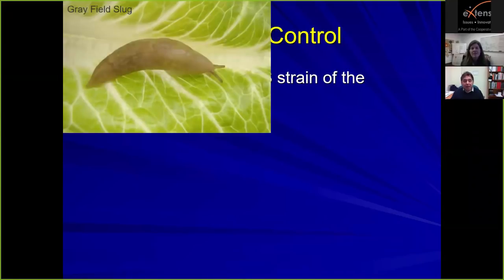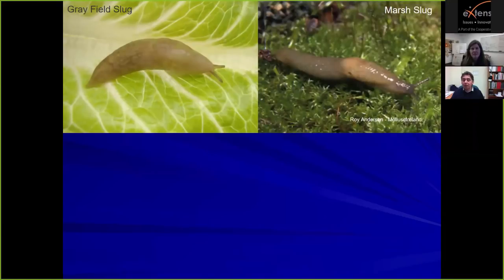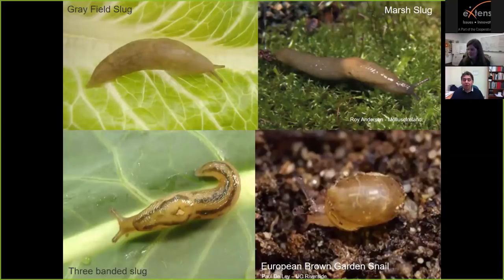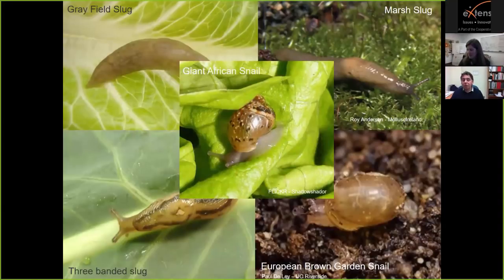And the results to date have been very encouraging. We know that this nematode is lethal to the grey field slug. We know it's lethal to the marsh slug, and tree-banded slug, and juvenile European brown garden snails, and also juvenile giant African snails as well. And all of these species are very severe pests. Interestingly, Nemaslug, the European product, will not kill tree-banded slugs or giant African snails. And to me, that suggests that our US strain might actually be more virulent or more infective than the strain that's been used in Europe.